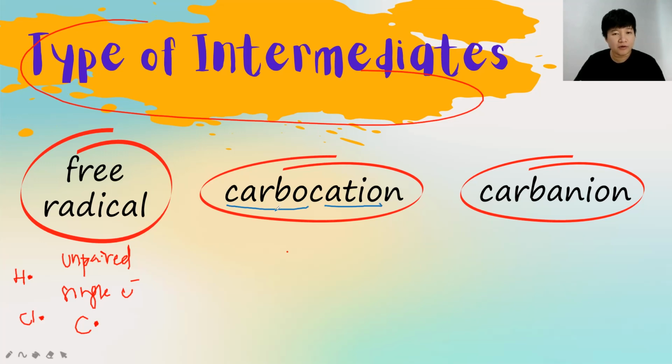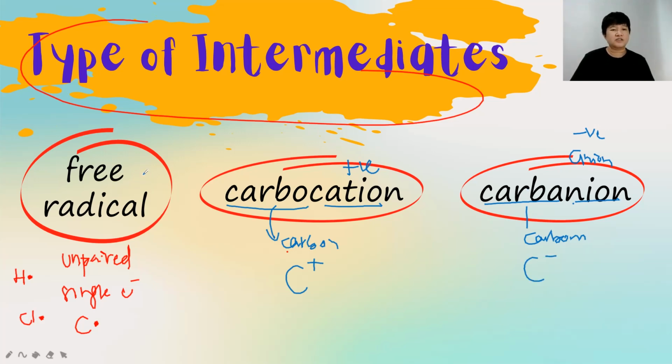Carbocation. The carbo represents carbon and the cation represents positive charge. So carbocation is actually a carbon with positive charge. Carbanion, obviously carbon and anion. When you have an anion, it means you're holding a negative charge. Carbanion is your C minus. And in this video, we are only focused on free radical and carbocation. We are not looking into carbanion.